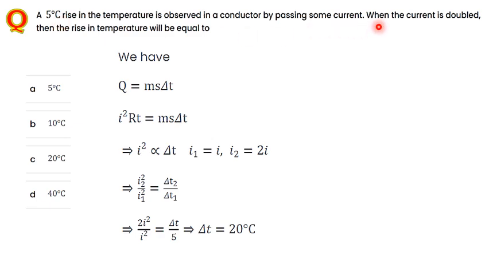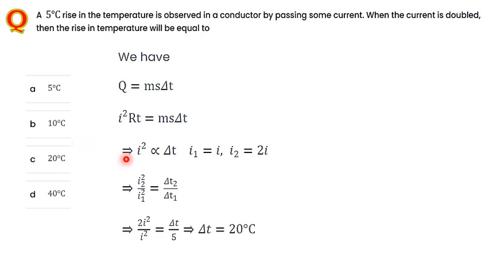Now, what you are going to do here is, when the current is doubled, increased to twice the amount, what will the rising temperature be? The temperature increase is due to the amount of heat energy produced. Heat energy produced is Q equal to ms into delta T. According to Joule's law of heating, the heat energy is I square R into t, and that will be equal to ms into delta T.